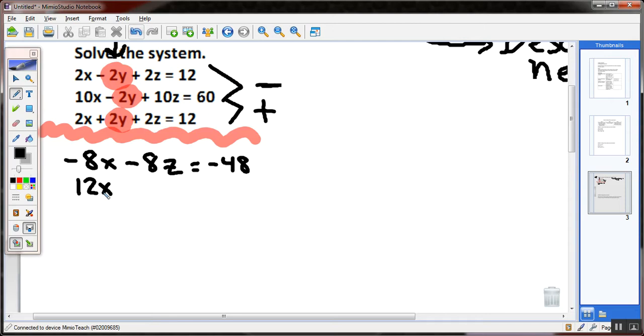The 2 y's are gone. And what else? 72. All right. Okay. So now we're down to 2 equations with 2 unknowns, right?